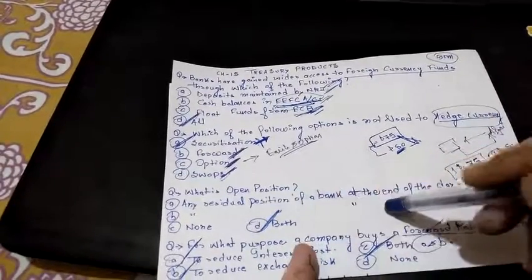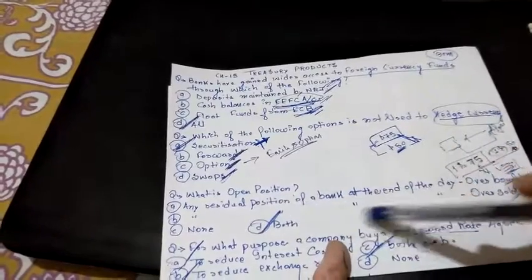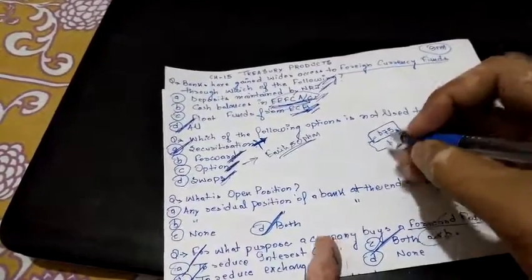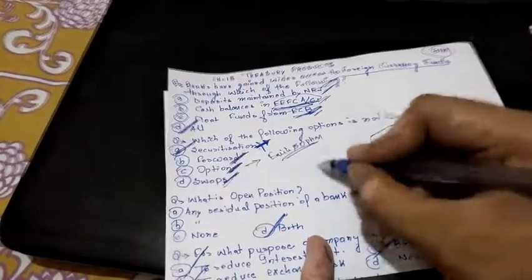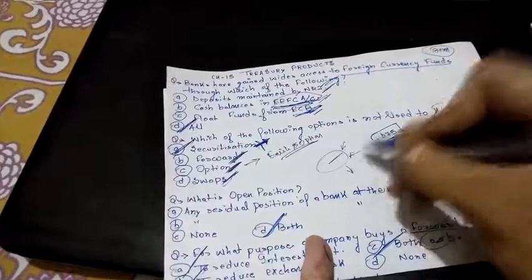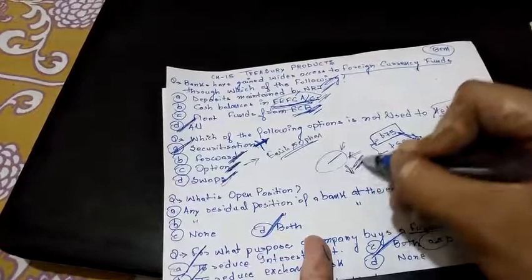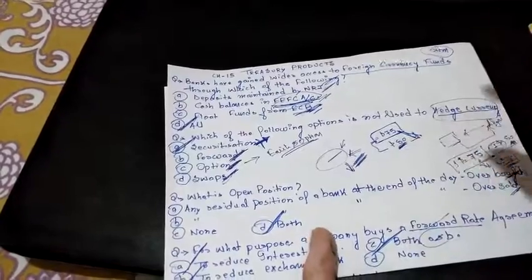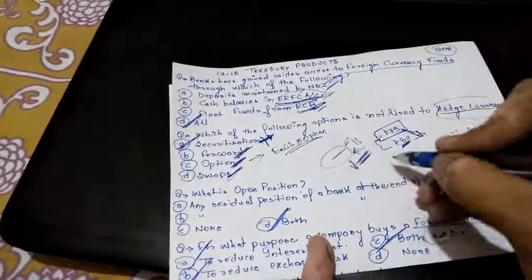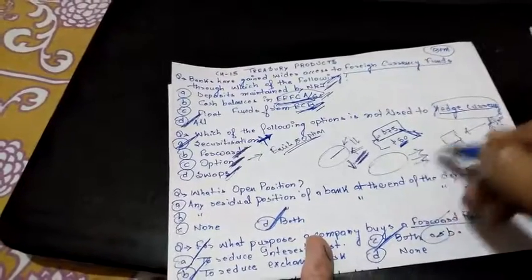Any residual position of a bank at the end of the day is overbought, and any residual position of the bank at the end of the day is oversold. What it is trying to say, for example, you bought something and you sold something. If the buying and selling is out and out equal, then it is called a closed position because you are not at any risk.